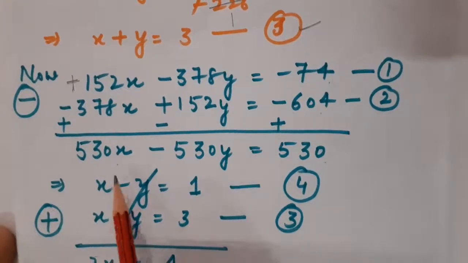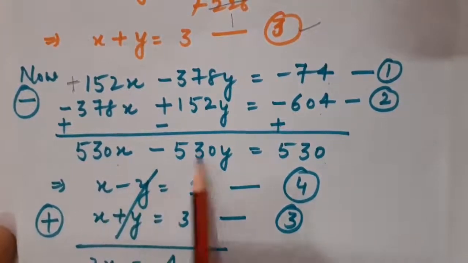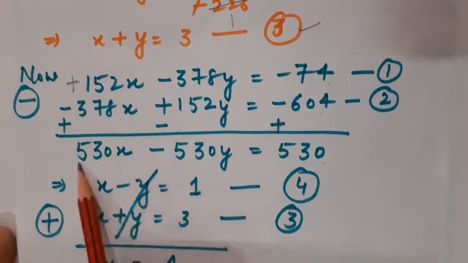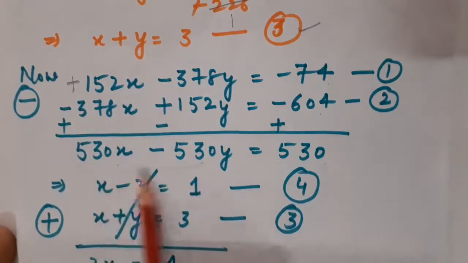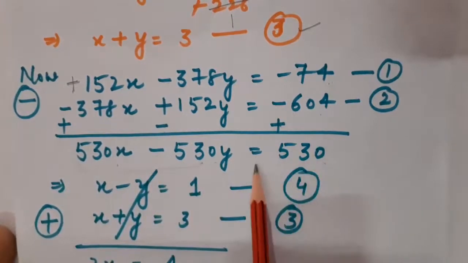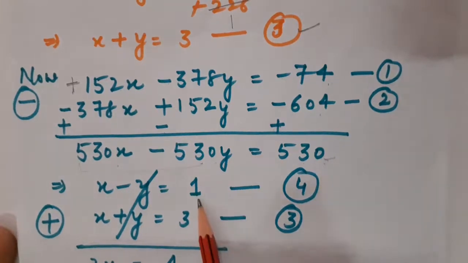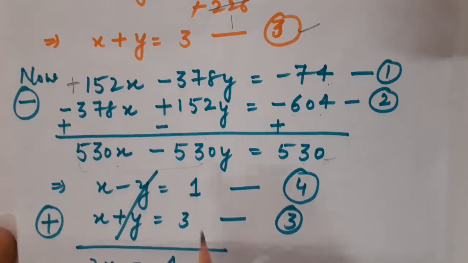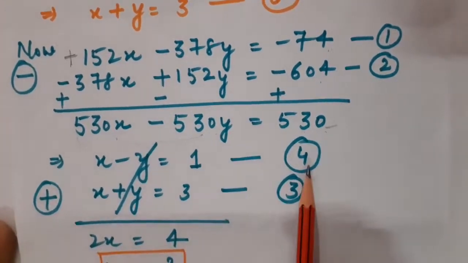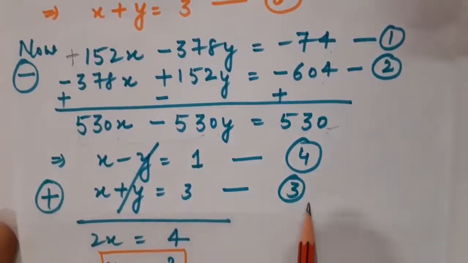Equation number 4 becomes x minus y is equal to 1, because after taking 530 as common from the left hand side, it will cancel the value 530 which is written on the right hand side. It would be equivalent to 1. Correct? So this is equation number 4 and this is equation number 3.